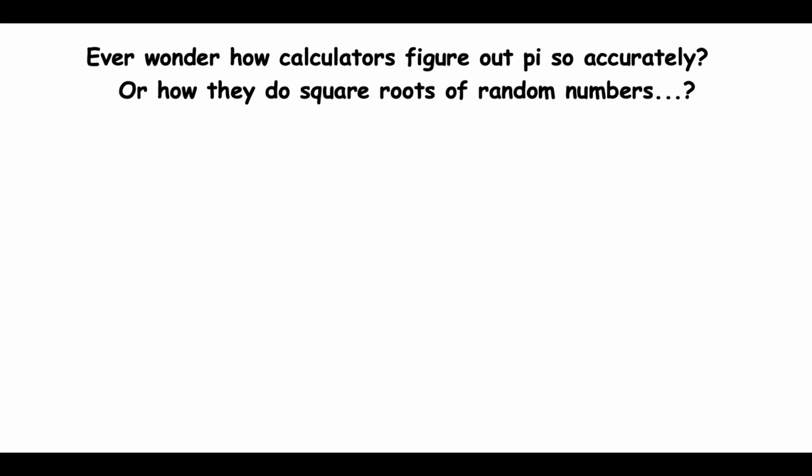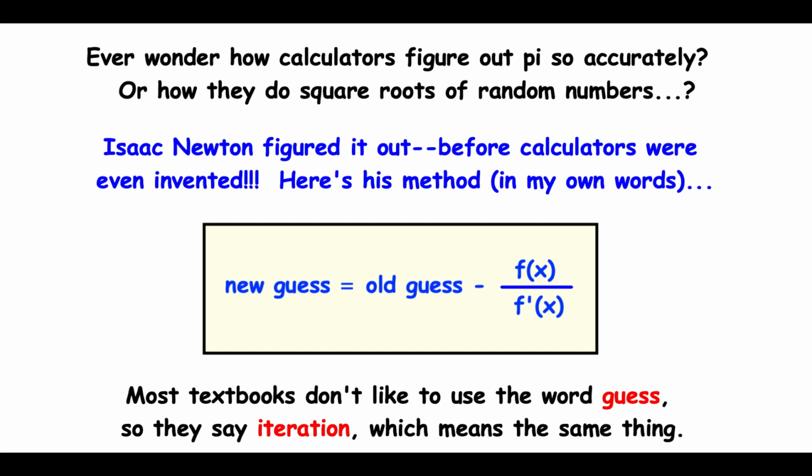I mean, programmers can't anticipate anything and everything that somebody might type in, so there is a method. And this method was made by Sir Isaac Newton, of all people. And he figured it out before calculators were even invented, which I think is even more impressive. This is his method, as I said in my own words.